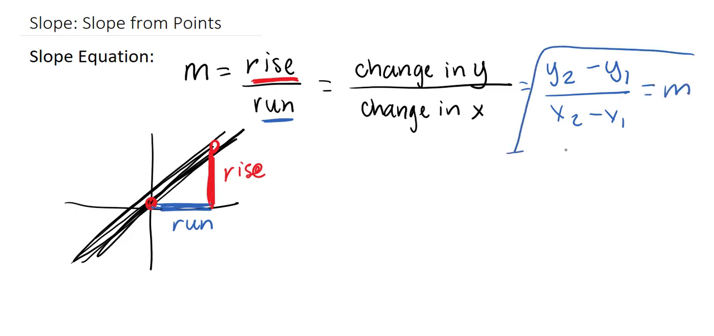This is what we're going to be using in order to solve for the slope, meaning what the slope is from this point to this point, which is our rise over run. So let's look at some examples to solve for this.